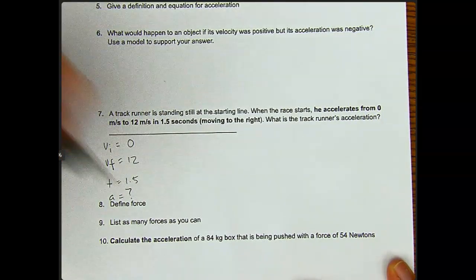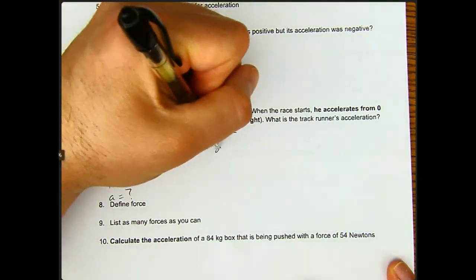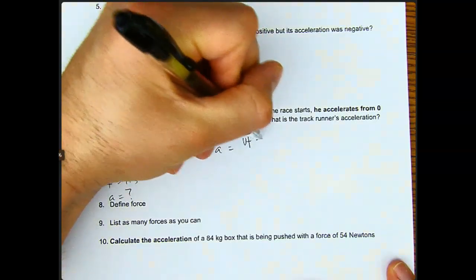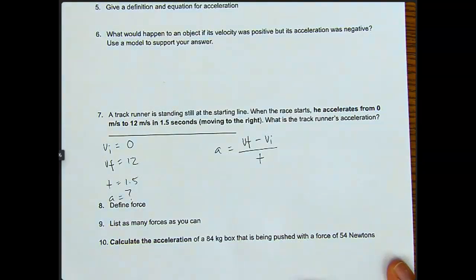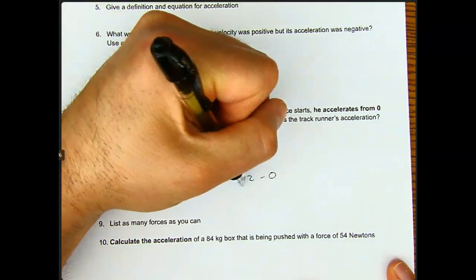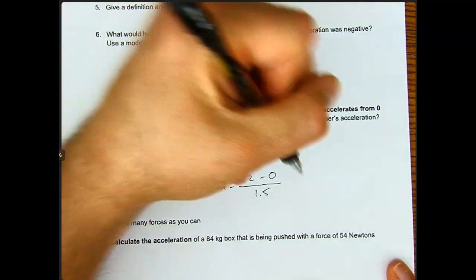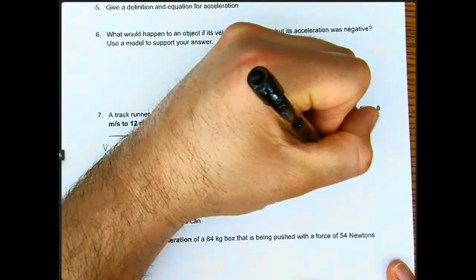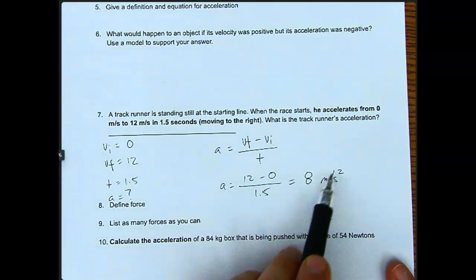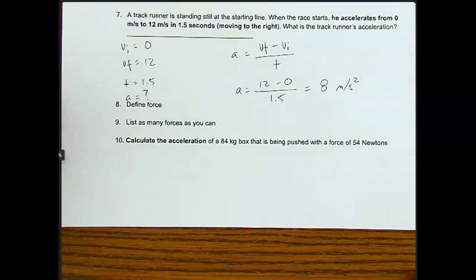So I have my variables, and again, there's an equation that relates all these things. If you look at your list of equations, you'll see that there's this equation that says acceleration is final velocity minus initial velocity divided by time. So I just plug in my numbers. I go 12 minus 0 divided by 1.5. And again, do your subtraction first and then your division. That comes out to 8 meters per second squared. That's our units for acceleration, meters per second squared. Okay, quickly moving along here.